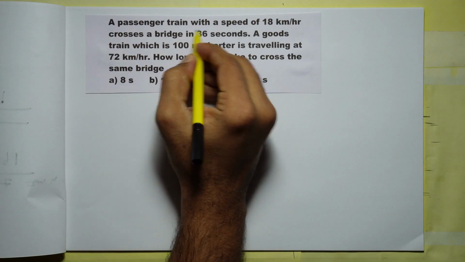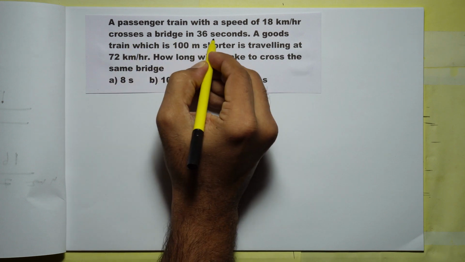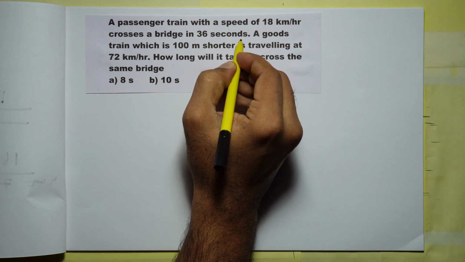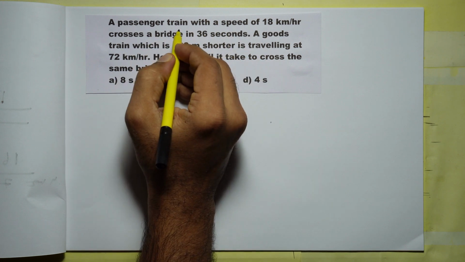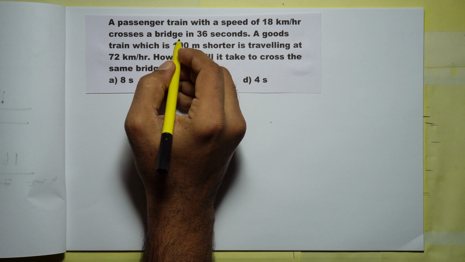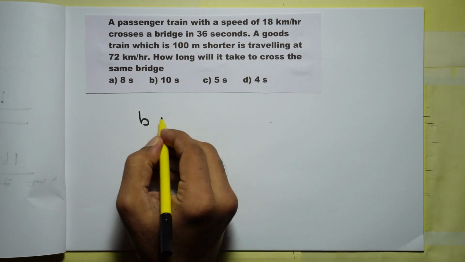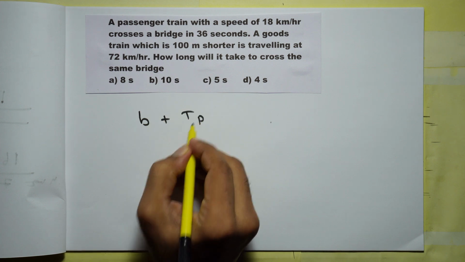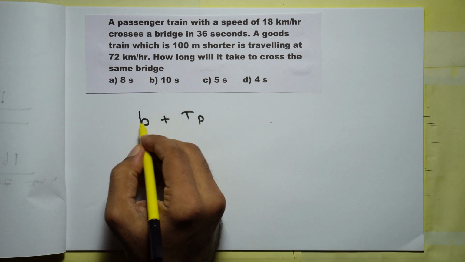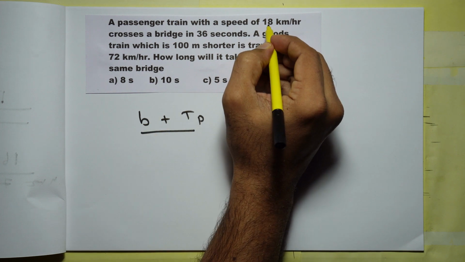A passenger train with a speed of 18 kilometers per hour crosses a bridge in 36 seconds. So first of all, let us form the equation for that. Now you have a passenger train. To cross a bridge, first the length of the bridge has to be crossed. Then its own body length, we'll just take it as TP. That is the length of the passenger train. So this is the distance to be moved. Now distance by speed gives you time.